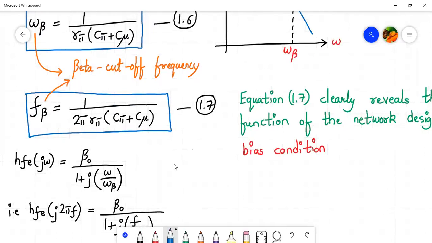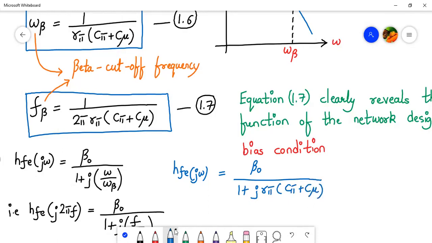So let me write over here, HFE of j omega is equal to beta naught divided by 1 plus j. What is omega beta? Omega beta is nothing but 1 upon r pi into c pi plus c mu. So it's nothing but 1 plus j r pi into c pi plus c mu, which we have already, you know, this is already the formula number. Let me check it out, the number.